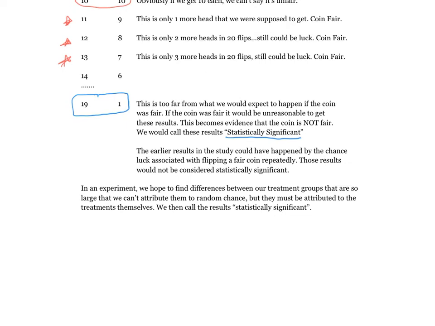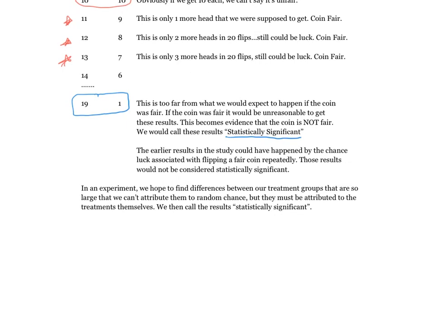Okay, so what we're hoping is, at the end of an experiment, we hope to find differences between our treatment groups that are so large that we can't attribute them to just random chance. They must be attributed to the treatment itself. We then call the results statistically significant.